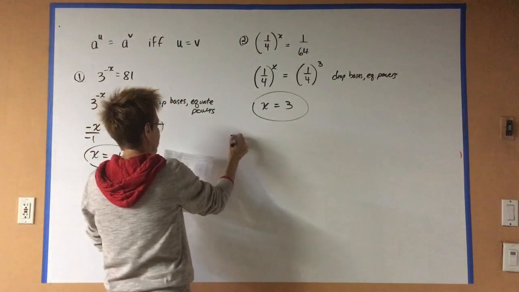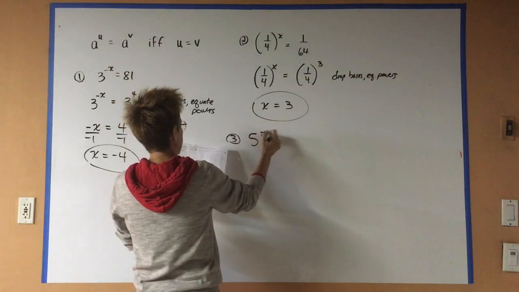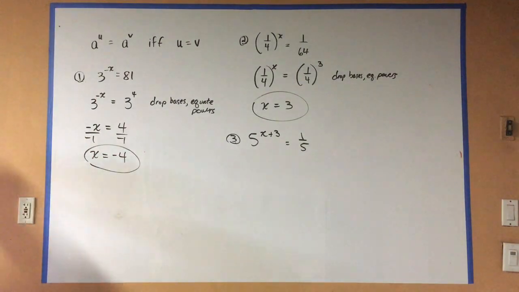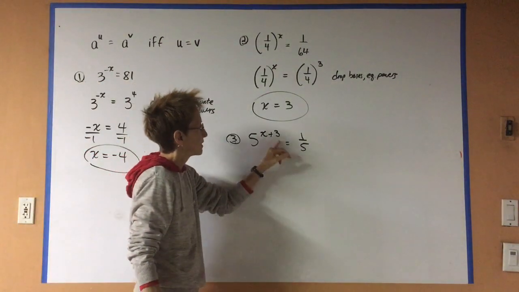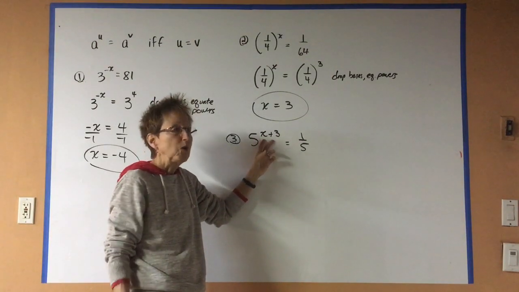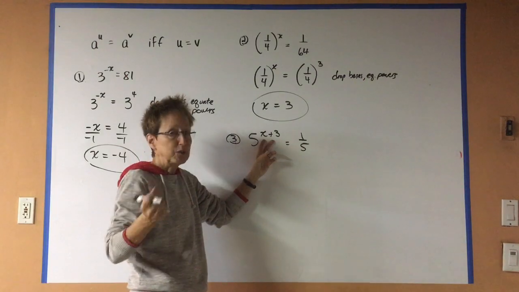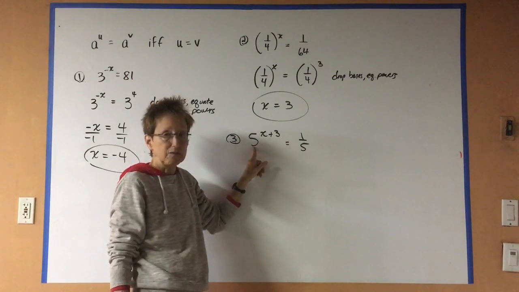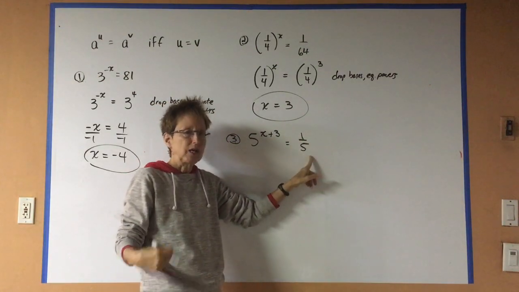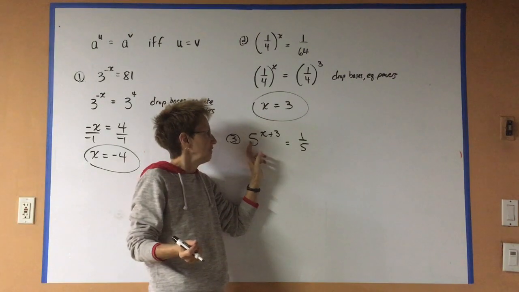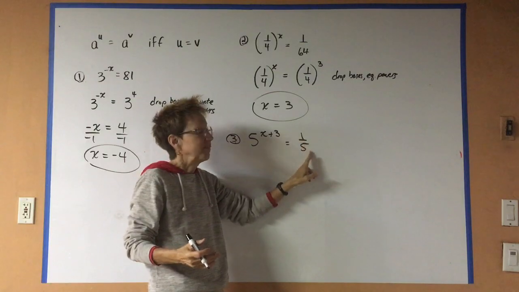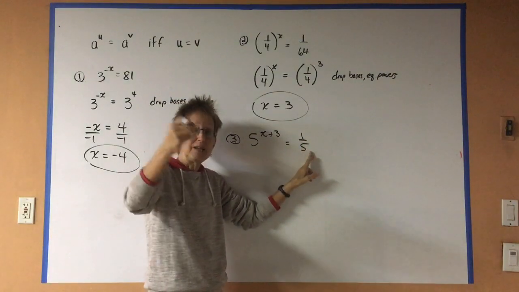Number 3. Okay, so I've got 5 to the power of x plus 3 equals 1/5. This is exponential. The unknown is in the exponent. So right now, the only way is to try to create same bases. Well, this base is a 5. And this number over here is a 1/5. Somehow I have to think about, can I turn 5 into a base of 1/5 to a power? Or maybe can I turn 1/5 into a base of 5 to a power?